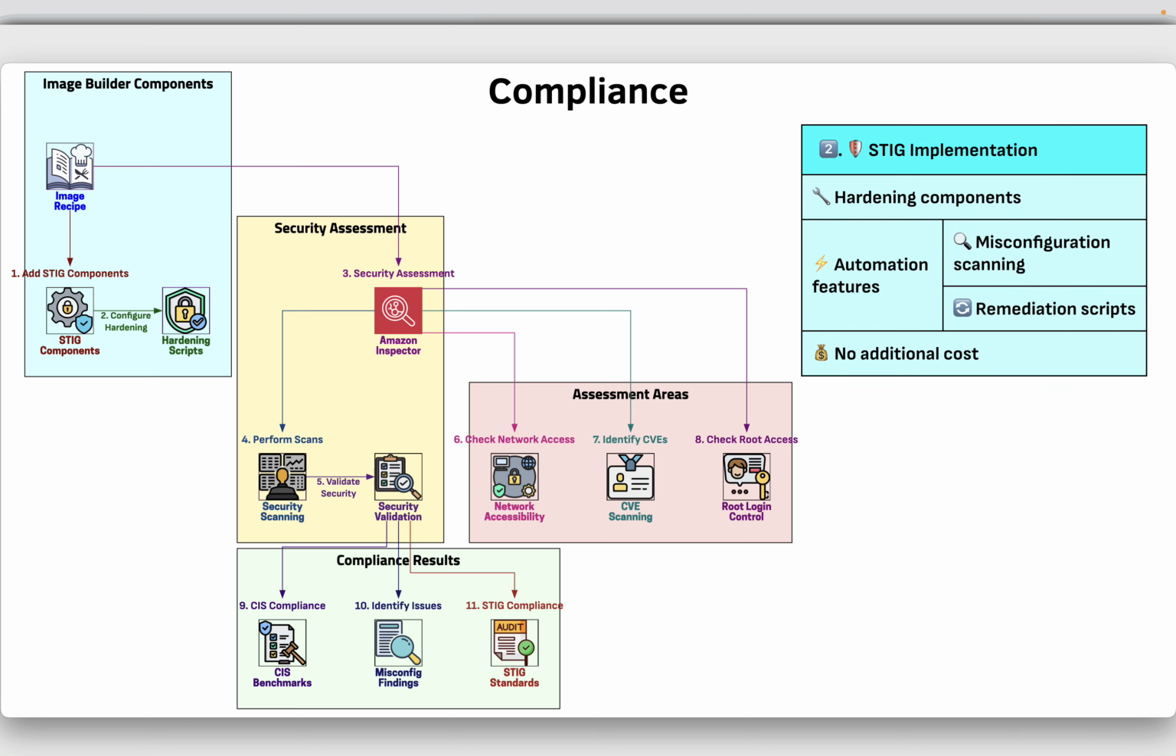The Security Technical Implementation Guide (STIG) implementation feature provides efficient compliance management through hardening components that ensure baseline security technical implementation guide standards, incorporating automated misconfiguration scanning and remediation scripts, all available at no additional cost to the users.